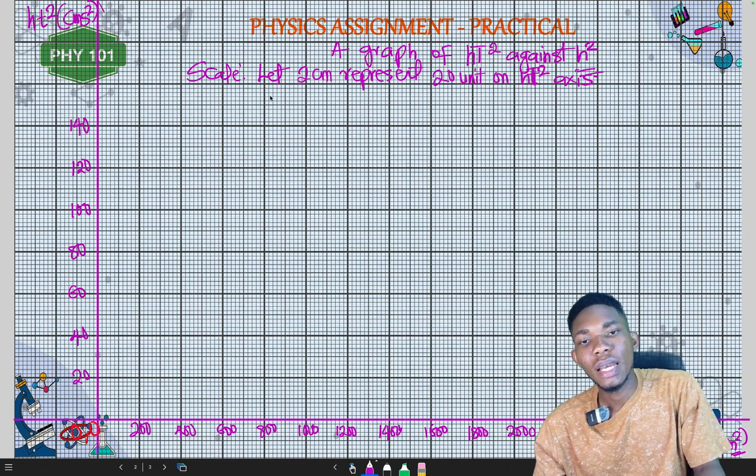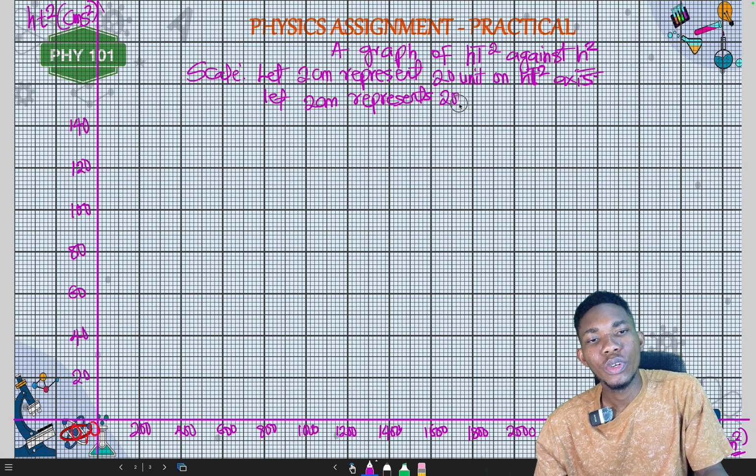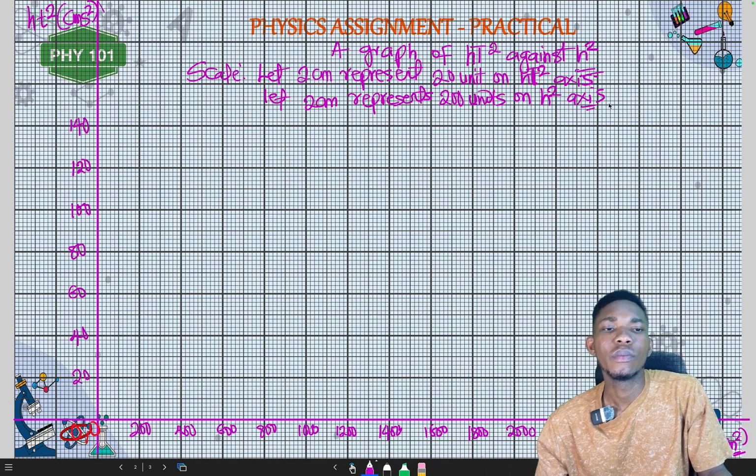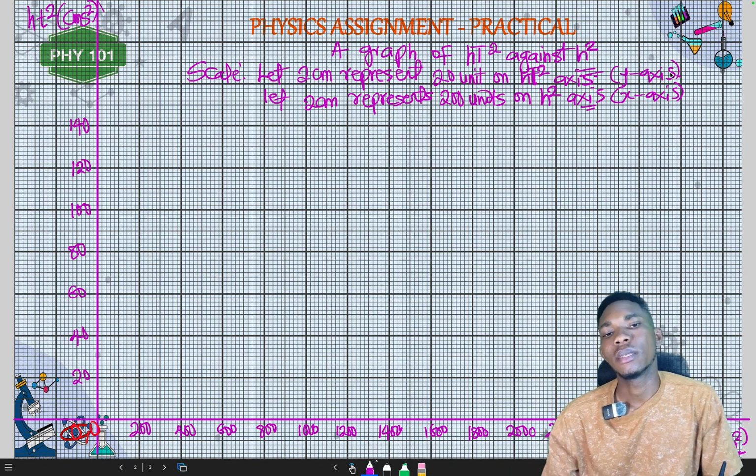So you are going to say let 2 centimeter represent 200 units on the Y axis, which is your X axis. Then this one is your what? Y axis. Is that okay?